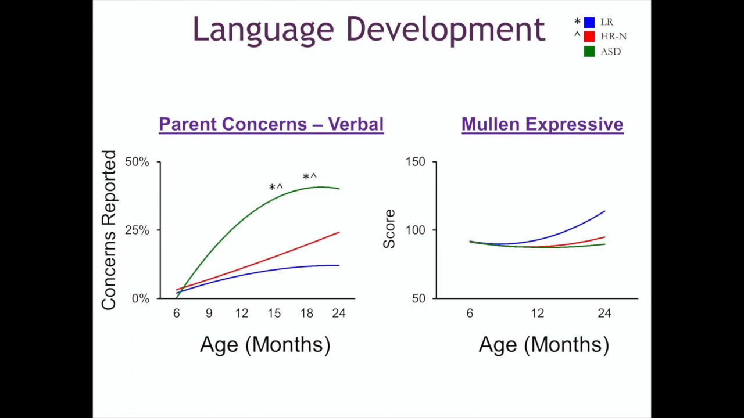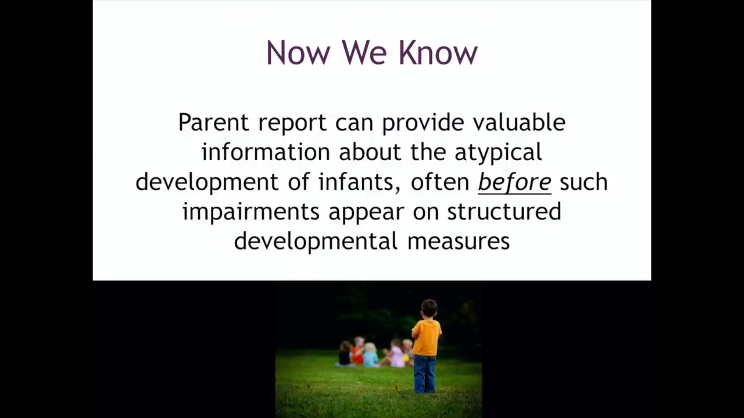So parent concerns, you can see that at 15 and 18 months, the groups were showing differences. But these same kids, when we looked at them on the expressive scale of the Mullen, which is like a developmental assessment, we weren't finding any differences between the 3 groups. Although it looked like the low-risk group was showing better language, statistically they were not actually different, which was surprising.